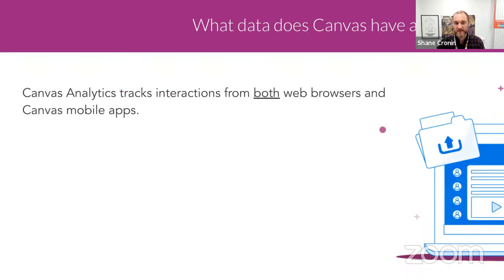The Canvas Analytics tracks interactions across your browser and the mobile app. So if the students are using the student app, you'll also see data coming from that and the web browser, and that'll be available to you in the new analytics tool.